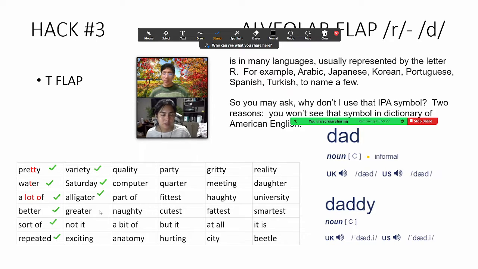Alligator. Grader. Nutted. Exciting. Quality. Computer. Part of. Naughty. A bit of. Anatomy. Party. Quarter.